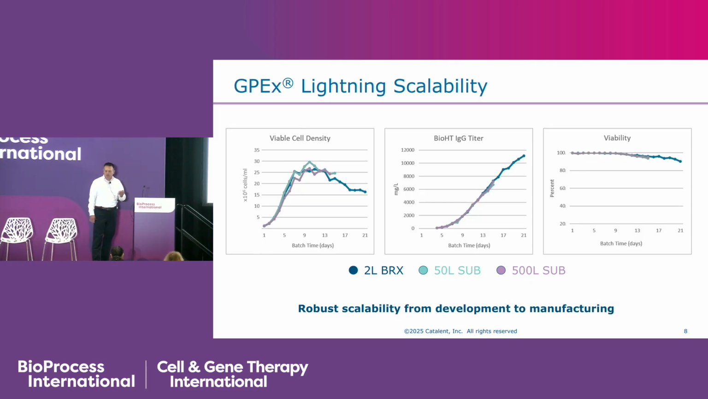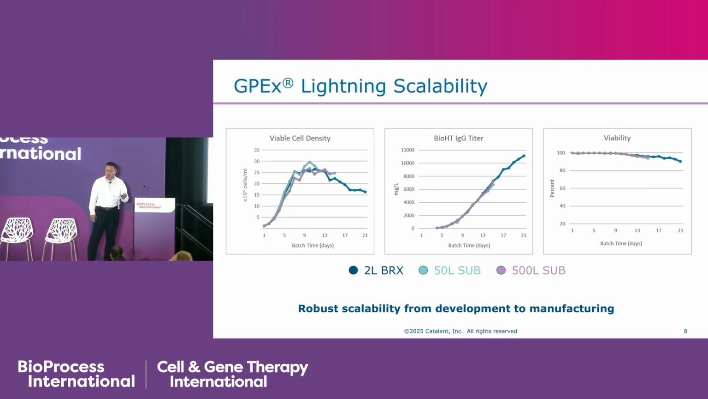The process is also very scalable. This is actually the first Lightning project we put into manufacturing suites. You can see across the 2-liter, 50-liter, and 500-liter subs, we had very consistent VCDs, viabilities, and titers.